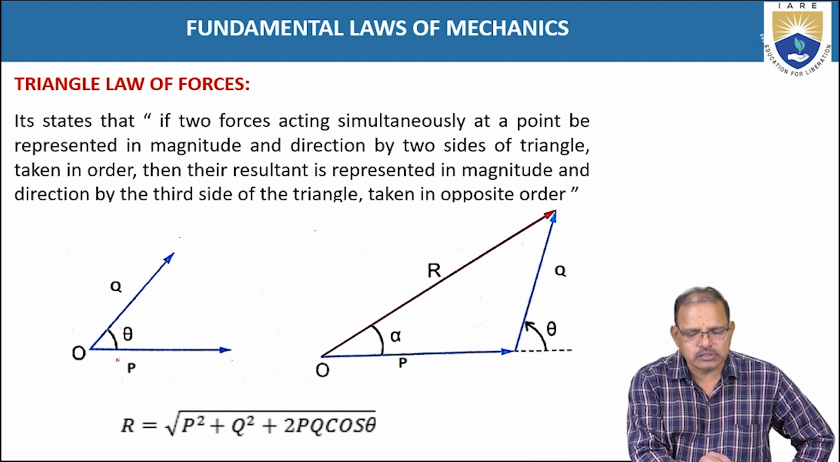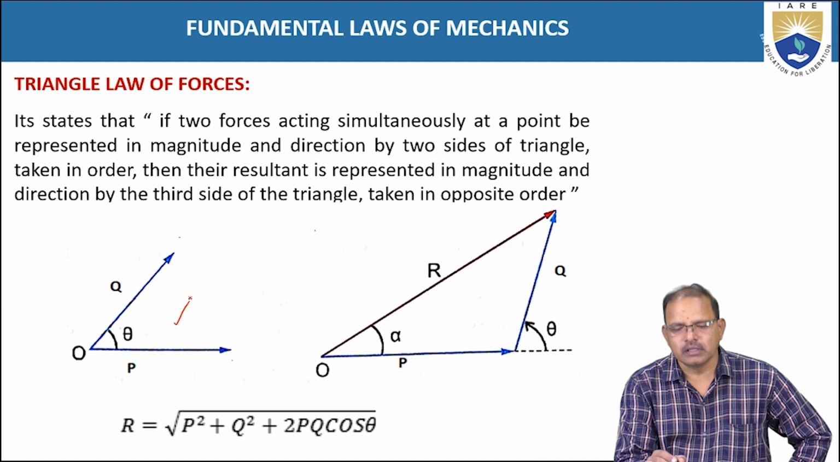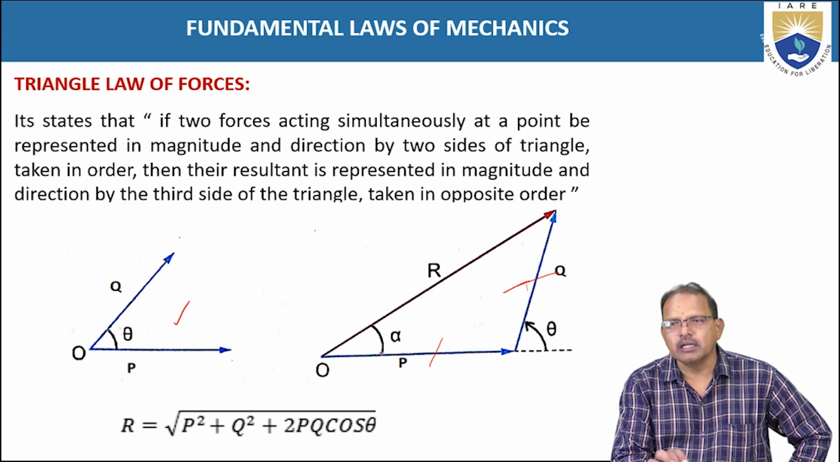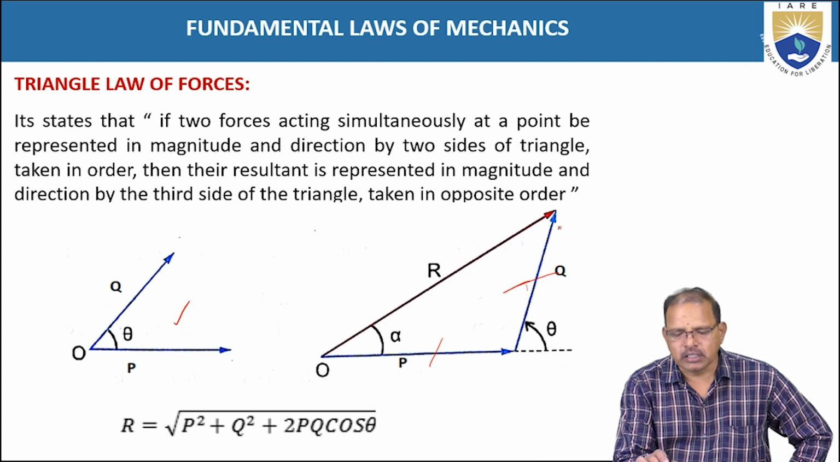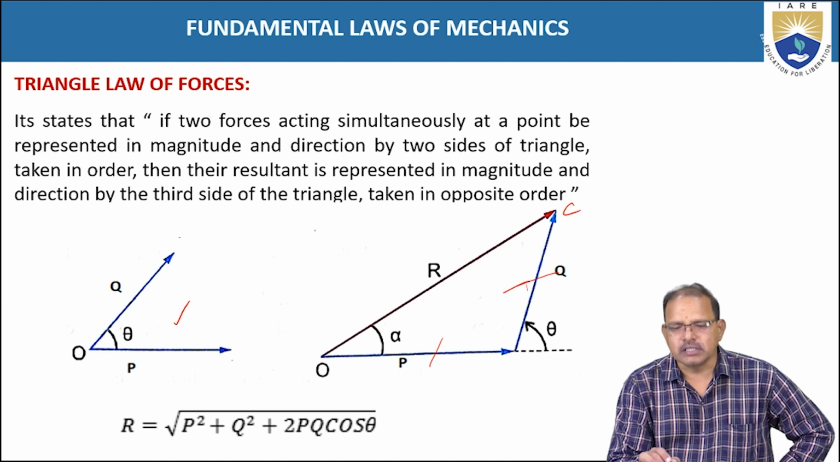Here, the forces P and Q are acting at a point O. In the figure, they can be represented as two sides of a triangle taken in order. Order means nothing but tail to head, and tail to head. Now the closing side of the triangle, here OC, is representing the resultant of P and Q, but taken in opposite order.